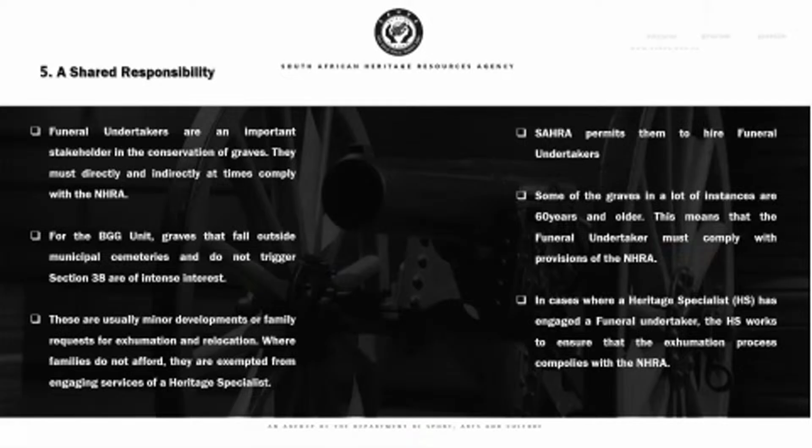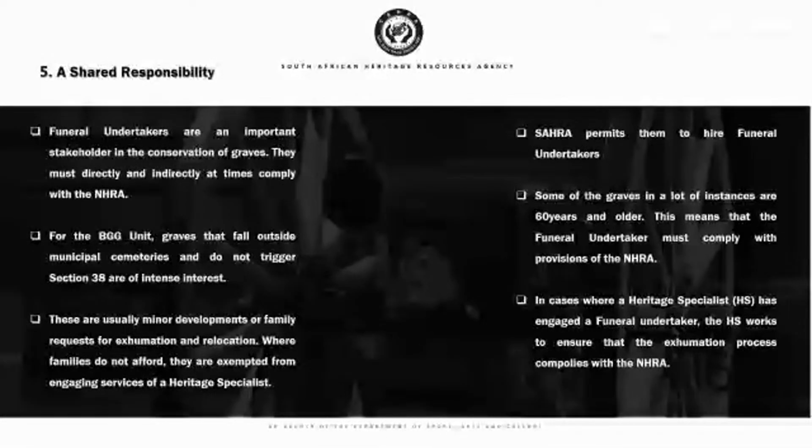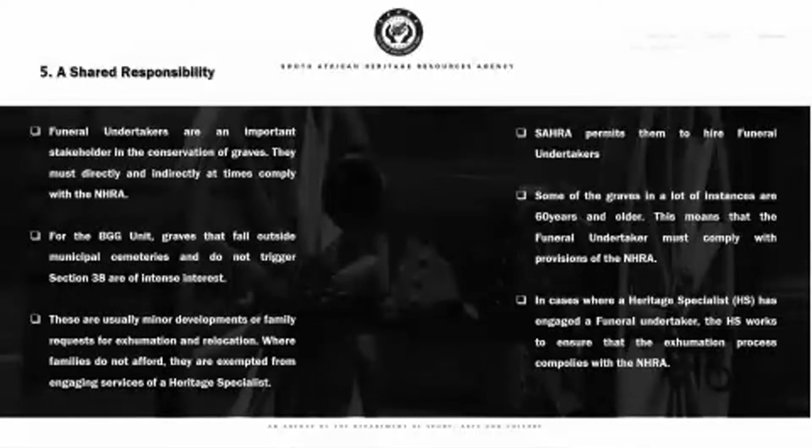Let me just come to this particular section, which I think is very important: a shared responsibility. Funeral undertakers are an important stakeholder in the conservation of graves. Let me say that we may not have contacted you in the past, and we recognize that it's a gap. Funeral undertakers are very important because they must, in a way, directly or indirectly, work with SAHRA. In the Burial Grounds and Graves unit, graves that fall outside the municipal cemetery and do not trigger Section 38 are graves of intense interest to us, because those graves require a process of compliance to be undertaken.